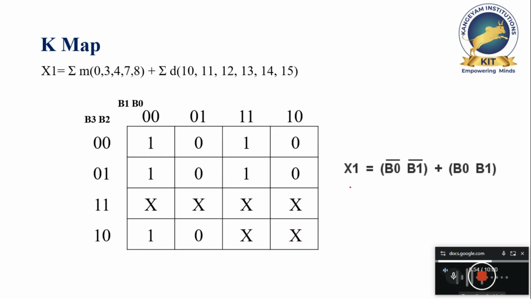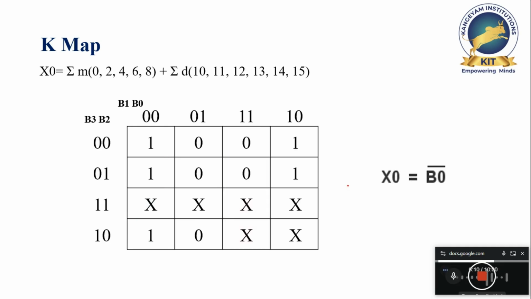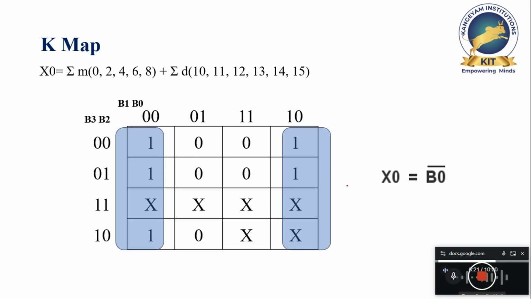Next, for x1, how many groups are possible here? Here you can have two groups. So this one and this one, these two are the two groups. My expression looks like this. Next, x naught. Here how many groups can I have? I can have only one group. We can see that these two combined can form one group. That's why the x naught value is b naught bar. Exactly, we are getting that.